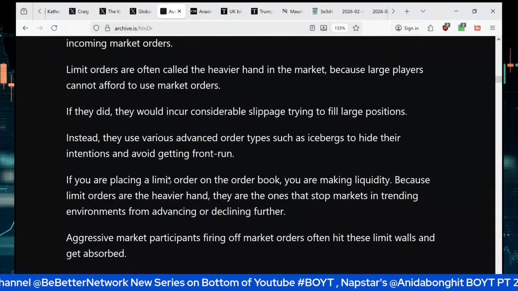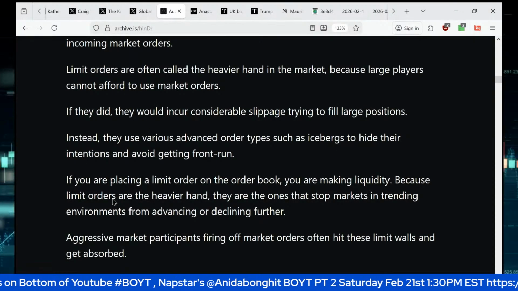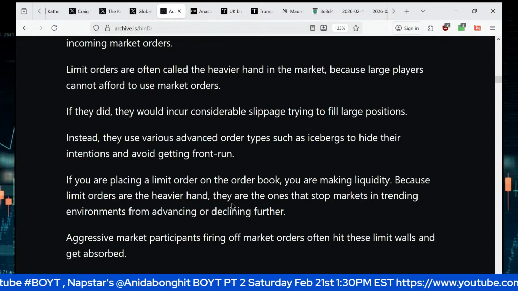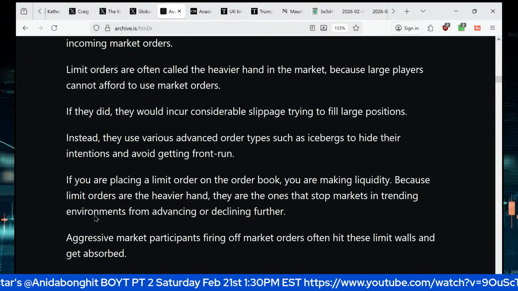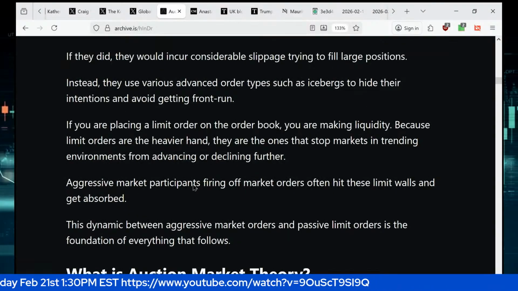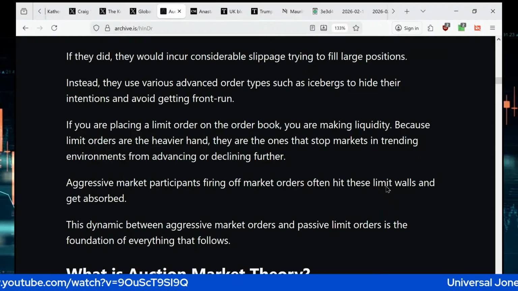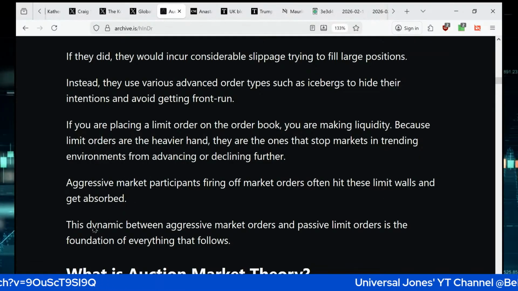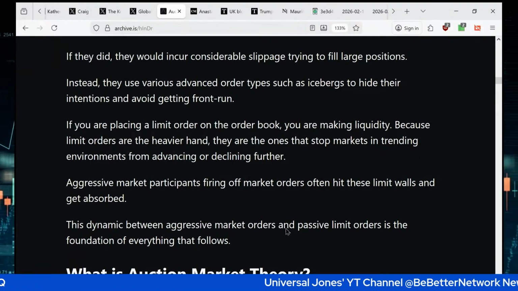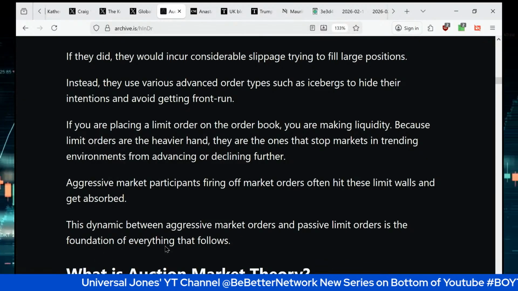If you are placing a limit order on the order book, you are making liquidity. Because limit orders are the heavier hand, they are the ones that stop markets in trending environments from advancing or declining further. Aggressive market participants firing off market orders often hit these limit walls and get absorbed. This dynamic between aggressive market orders and passive limit orders is the foundation of everything that follows.